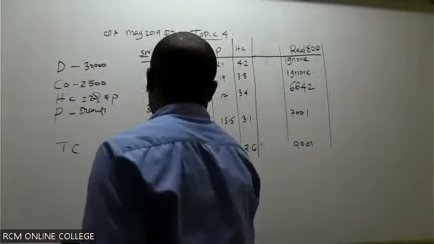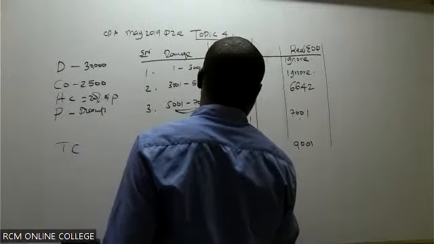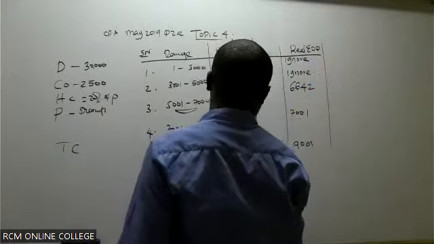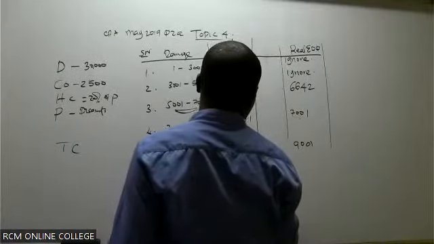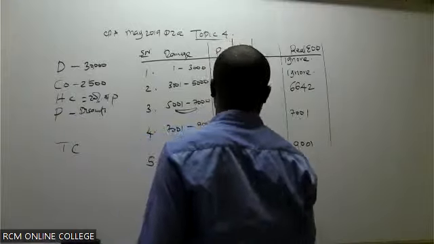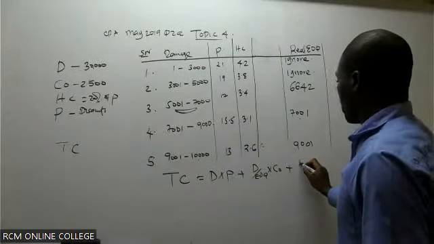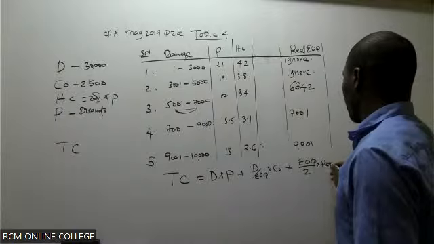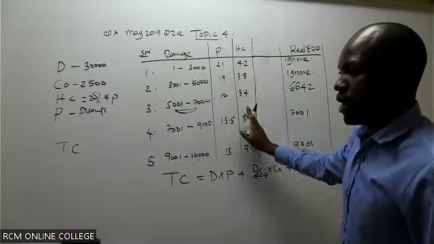Total cost is equal to demand times price plus economic order quantity, this real economic order quantity, times ordering cost, which is not changing, plus economic order quantity divided by 2 times holding cost. So this is the holding cost I was telling you that you should maintain it somewhere here.